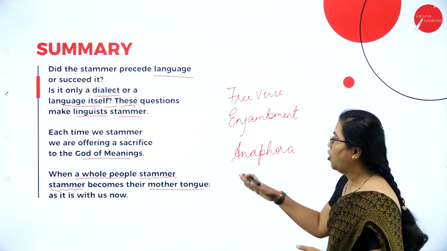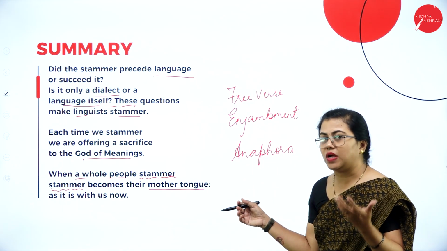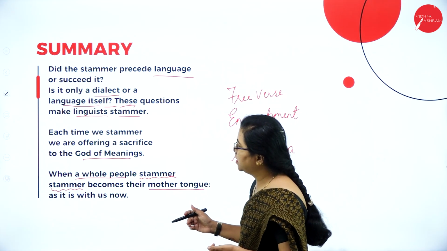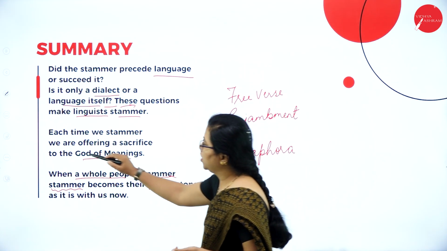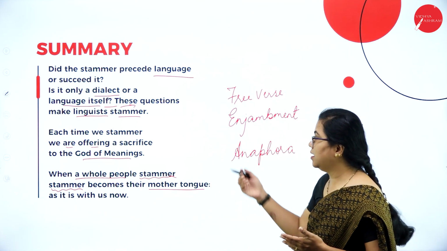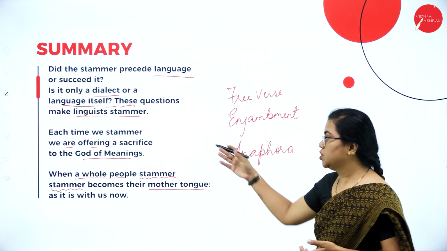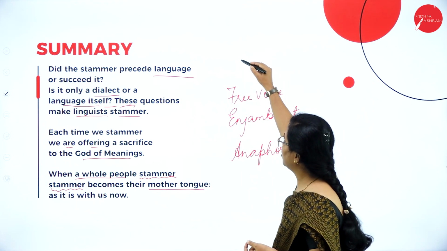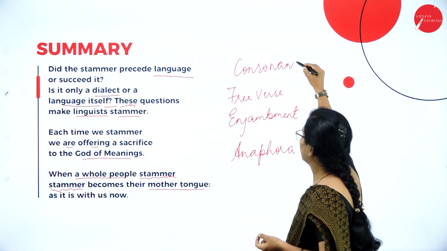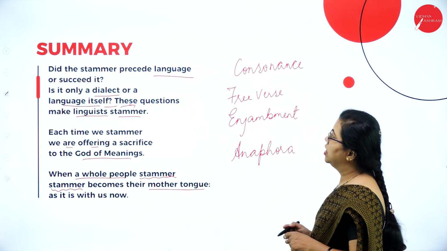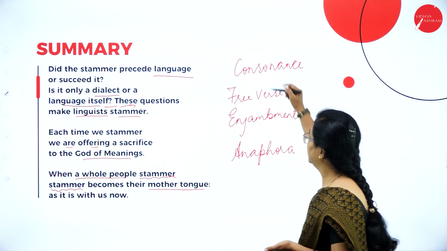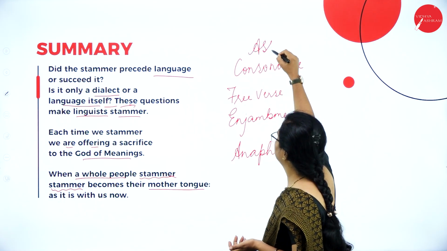Now there are a lot of words and sounds that are repeated also. Each time we stammer, we are offering. So here you can see the r sound is being repeated. R is a consonant. Repetition of consonant sounds is called consonance. So this literary device also you can see. And there is a repetition of vowel sounds also, that is called assonance.